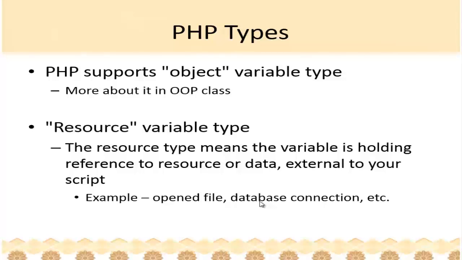Now a resource data type is something that holds a resource. It could be a reference to a file that is open, it could be a connection to a database, or it could be any other type of resource within the server, or through which you can access some other resources.